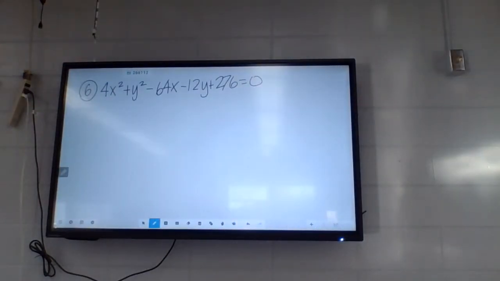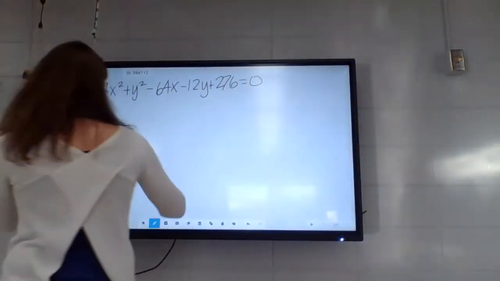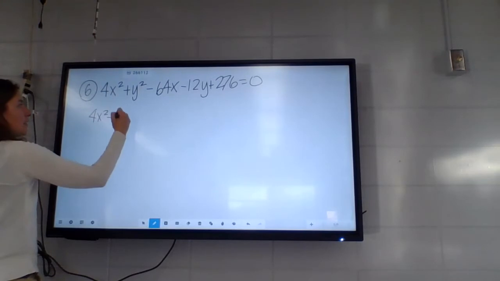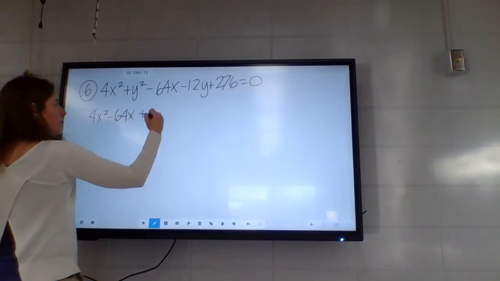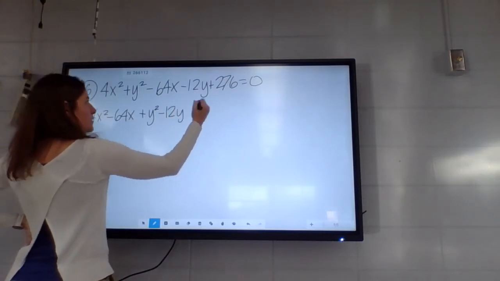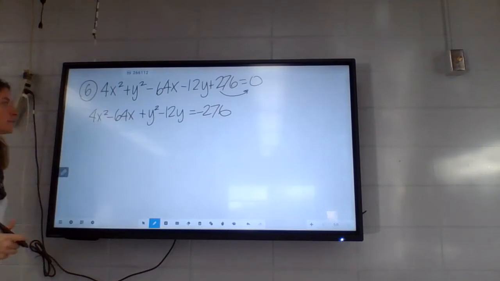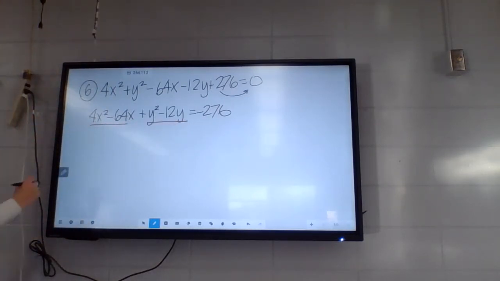Okay, so we're gonna rearrange things here. So I'm gonna put the axes together, move that 276 over. So this is gonna go over there, it's gonna become a negative 276. Now we look at each of these, and this one I'm gonna factor out this 4.